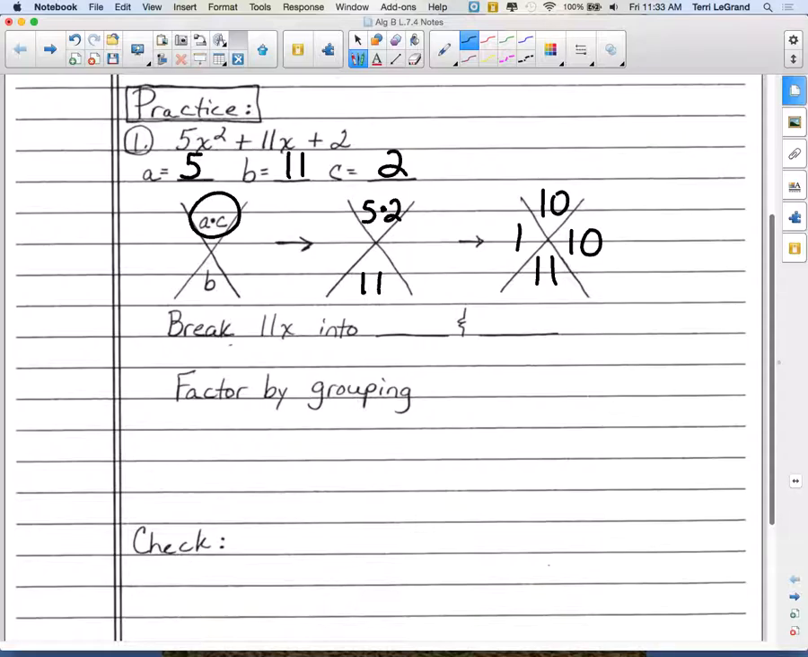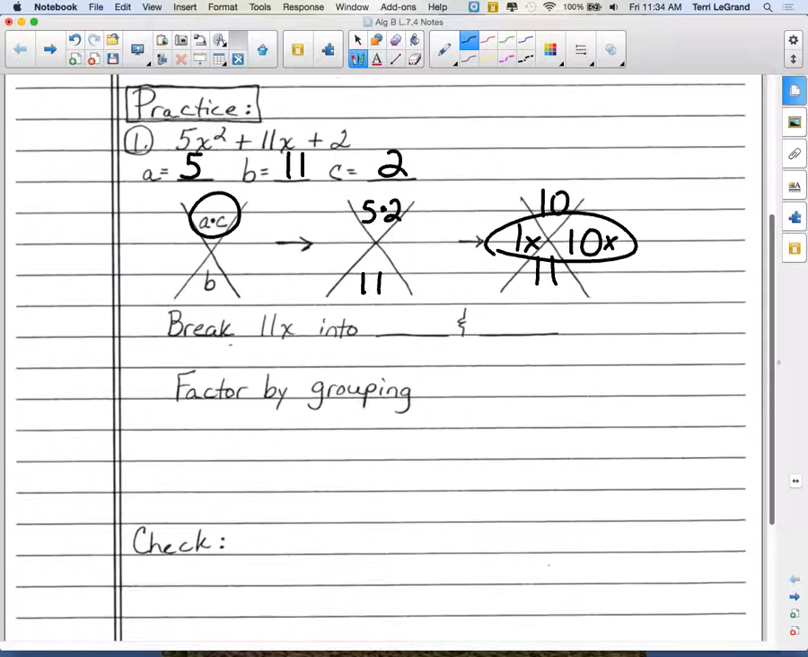Now, this is where we don't go and say, okay, our factors are x plus 1 times x plus 10. Because if we FOIL x plus 1 times x plus 10, here's what trinomial we would get. We would get x squared plus 11x plus 10. That would not be 5x squared plus 11x plus 2. So today, when our a value is not equal to 1, this 1 and this 10 in the middle become x's.